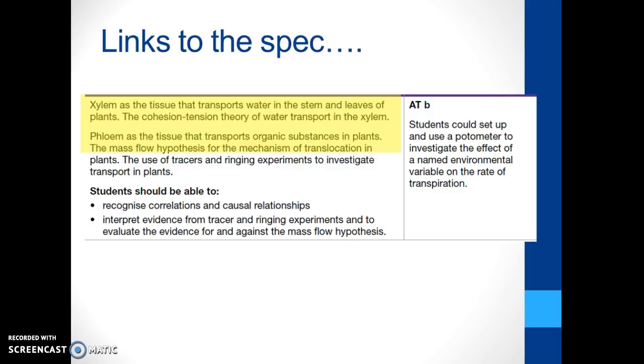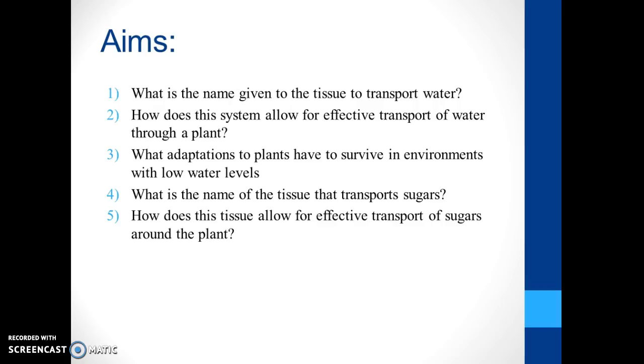So we're looking then particularly at this time, we're looking at this top part. So xylem is the tissue that transports water, and we need to think about the cohesion tension theory, and then phloem is the tissue that transports organic substances. So that's things like sucrose, and we need to think about the mass flow hypothesis for the method of translocation. So you can see there's some new words coming through. The use of traces and ringing experiments we're going to look at next time, and we're going to look a bit more at data and how to interpret data next time as well.